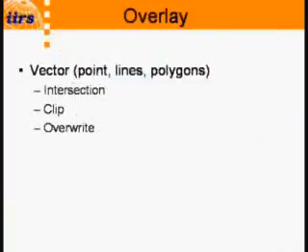I may not touch all the operations, but I will touch only a few of them which are part of vector data overlay analysis. To name a few, union is there, intersection is there, clip is there, overwrite is there. So there are many operations which you can use in order to generate the output of the overlay analysis. But the important thing is this will happen only with point, line and polygon, because we are only talking about vector analysis.